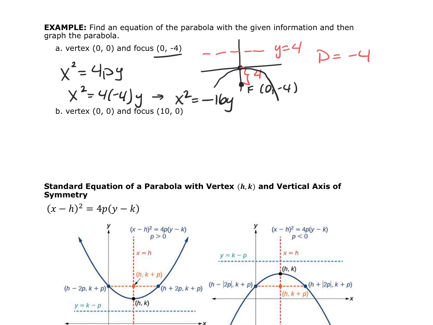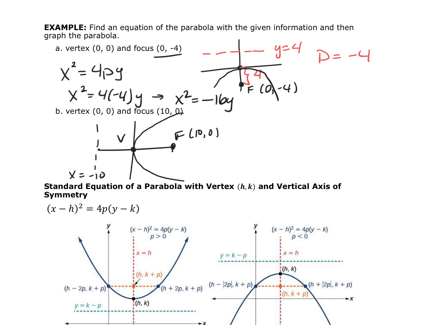Once again, I'm going to draw where my vertex is so I can get my orientation. So here's my vertex. My focus is at 10, 0. So here's where my focus is. This is at 10, 0. So I have to cup the focus. So I know it's going to be oriented like this. That means my directrix must be over here.